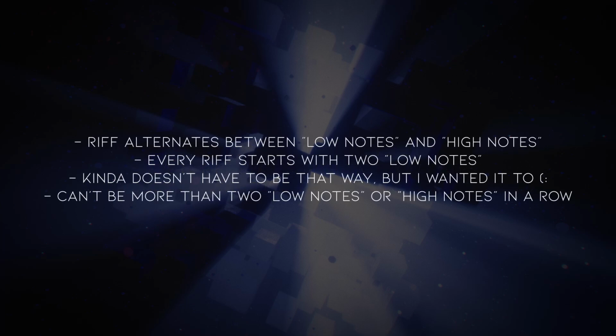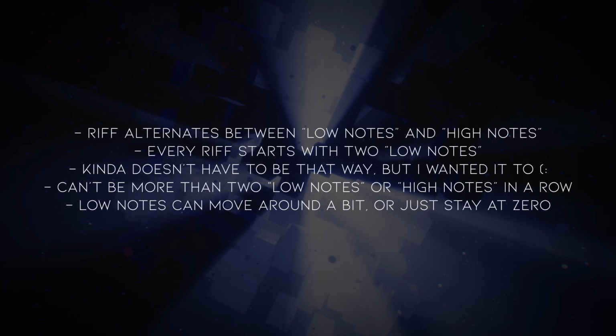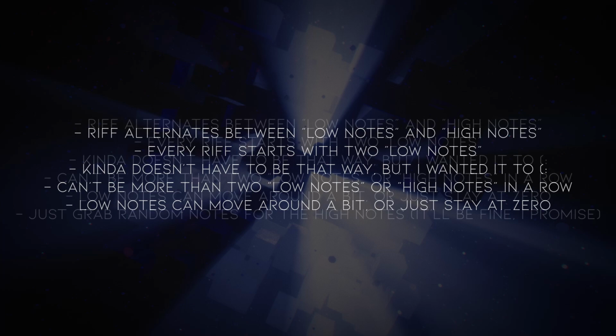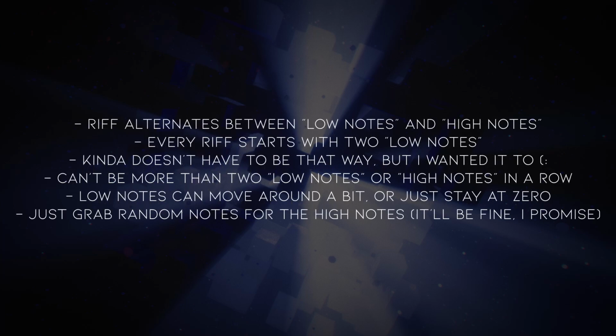Secondly, there can't be more than two low notes or high notes in a row. Before the riff is created, it randomizes one of two modes for the low notes. Either it's all zeros, or the low notes move around a bit. If the second mode is chosen, I also randomize how often the current low note changes. And for the high notes, it just grabs random notes from the current scale, but an octave up.